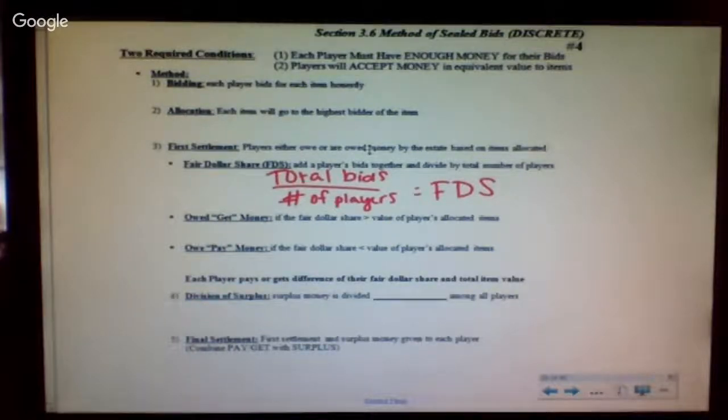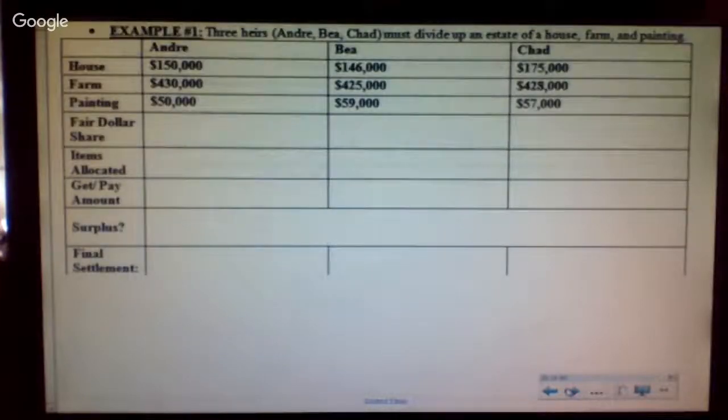This is getting a little confusing. Wait till we get to an example. It's not quite as bad as you think. Okay. Finally, the division of the surplus. What's left over, the money, is divided equally among all of the players. And then you finally have a final settlement. So I know that looks like a lot, but step by step, let's look at it.